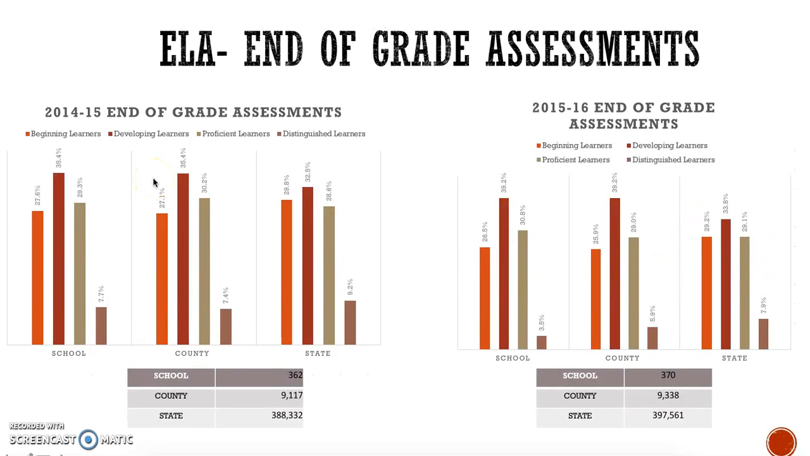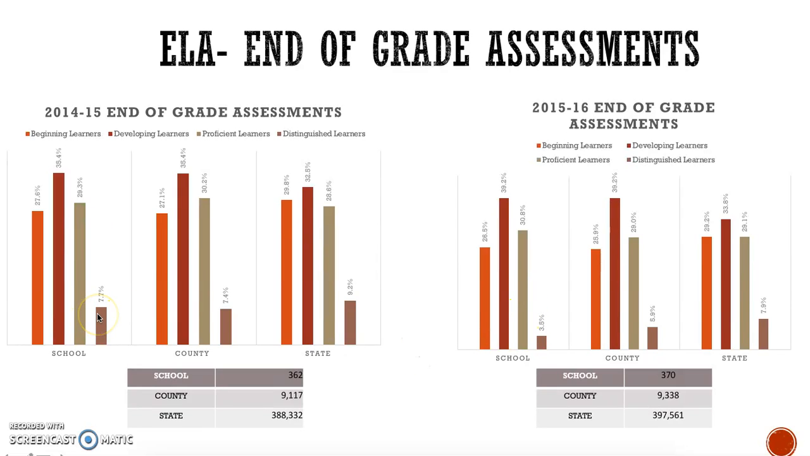As we look at ELA integrated assessments, we're going to take a look at the years 2014 to 15, and then 15 to 16. We really want to see progress in proficient and distinguished learners. So we see on the school level, we go from 29% to 30%.